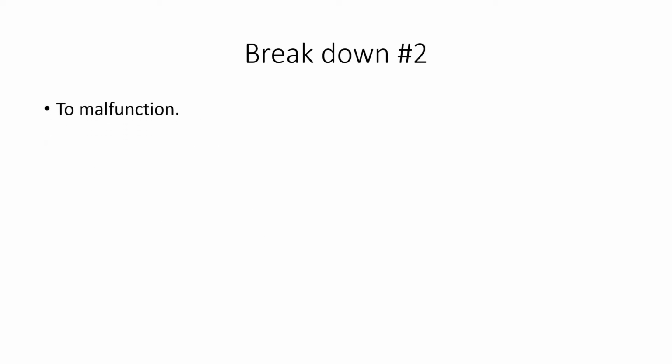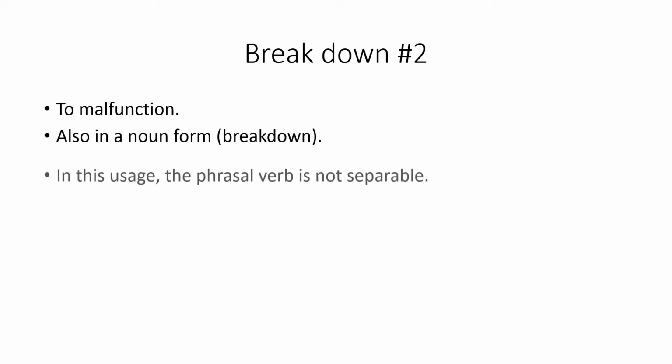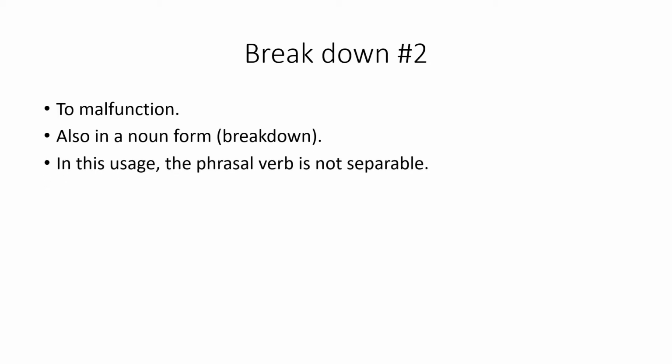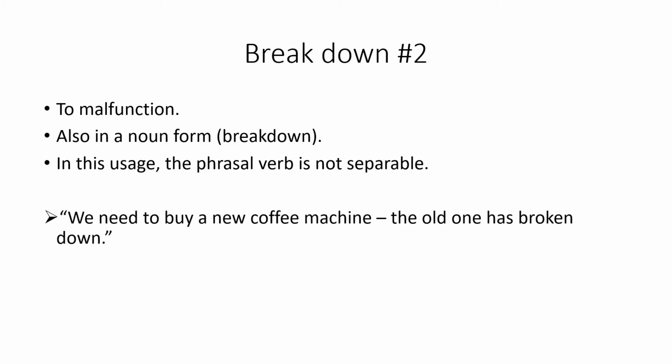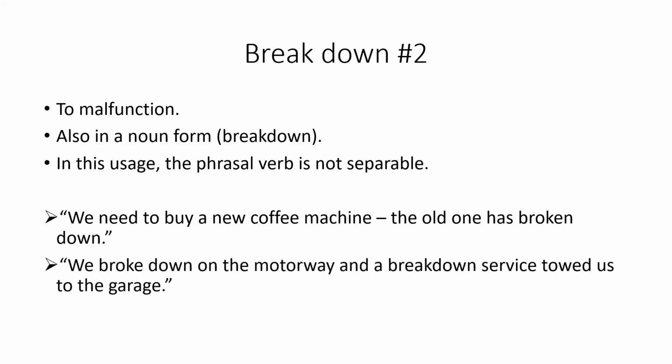Another use of breakdown is when something malfunctions and stops working properly. And again, we have breakdown as the noun form. Here, the verb is not separable. We need to buy a new coffee machine. The old one has broken down. It's not working anymore. Well, here's an example with both the verb and the noun together. We broke down on the motorway, and a breakdown service towed us to the garage.